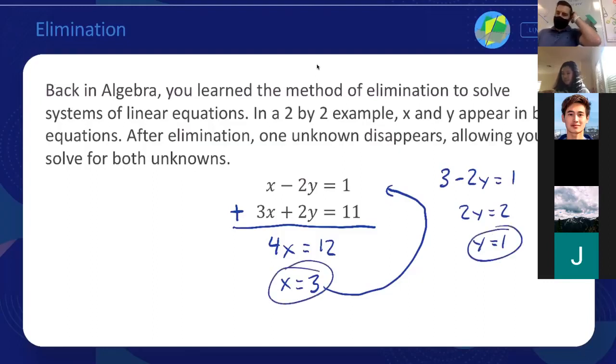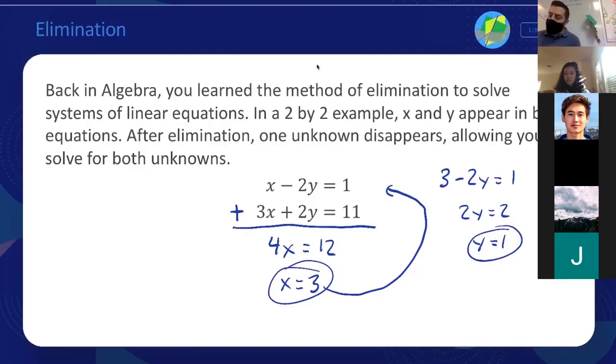You've also had substitution. Substitution is not great for more equations. It's good for 2 variables, but it's not that great for lots of variables, so we don't really do anything with substitution. This is the main thing we're going to use: elimination.